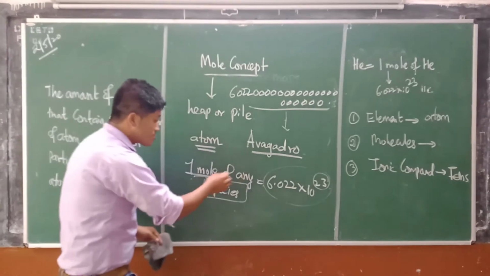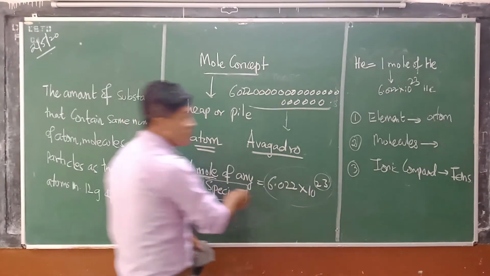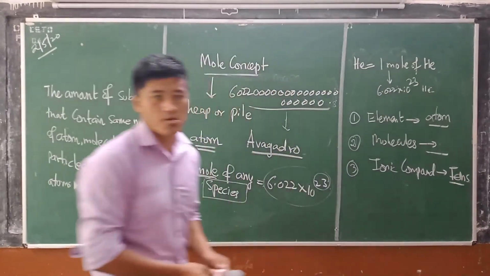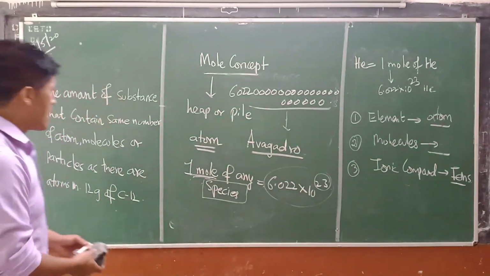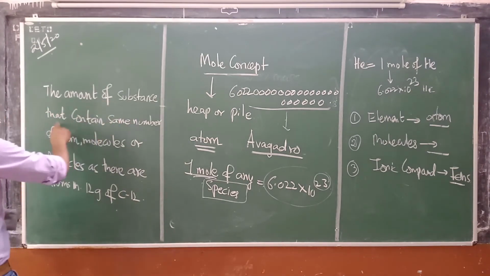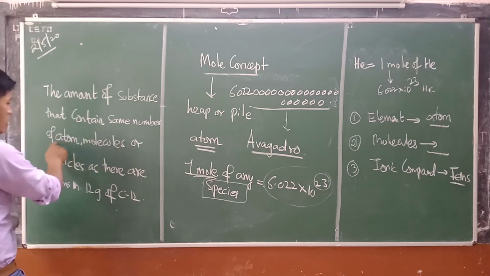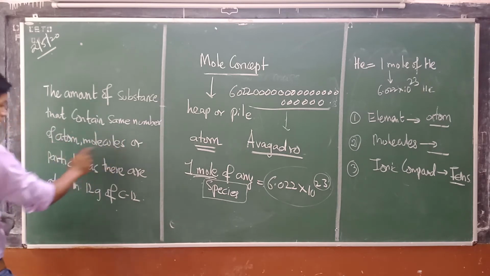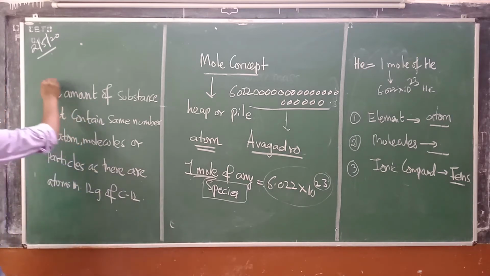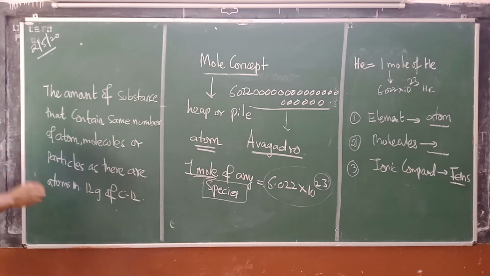That is a number. But 1 mole of what? The 1 mole of, it could be atom, it could be molecule, it could be ions also. Is that clear? So I have written the scientific definition of mole over here. That is the amount of substance that contains the same number of atoms, molecules or particles, could be ions there, as there are atoms in carbon-12 isotope here. Carbon-12 isotope.